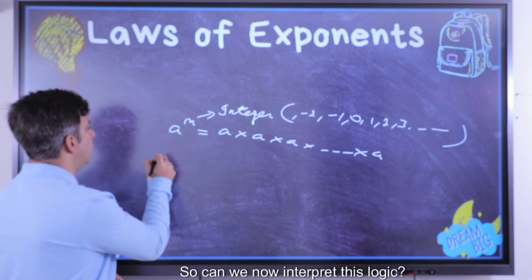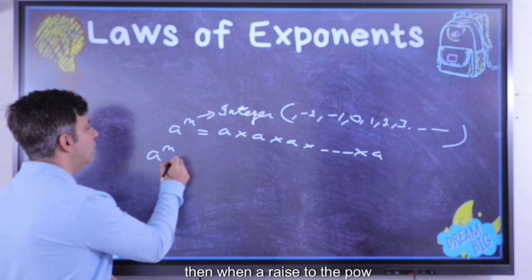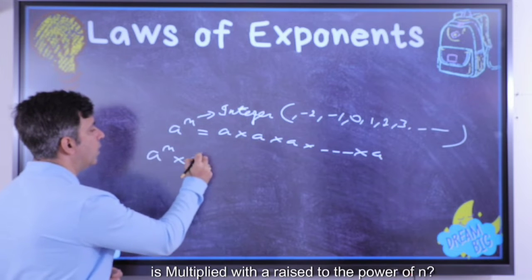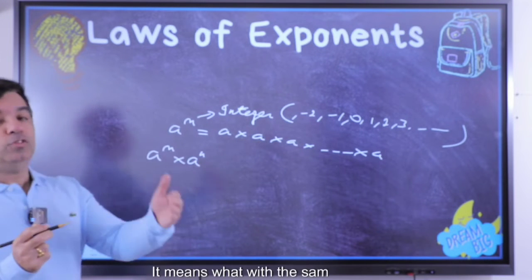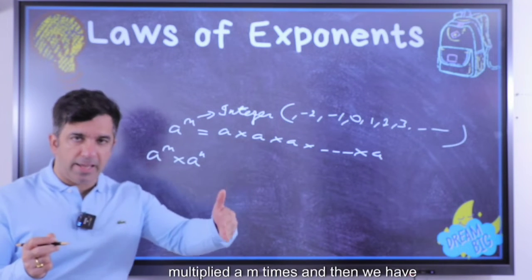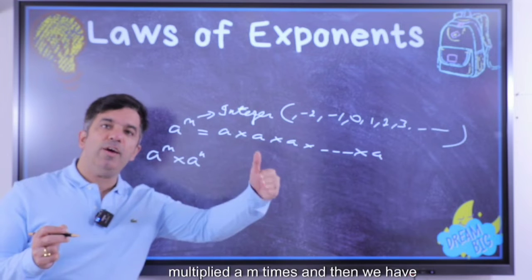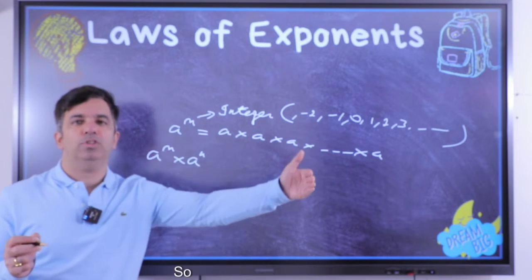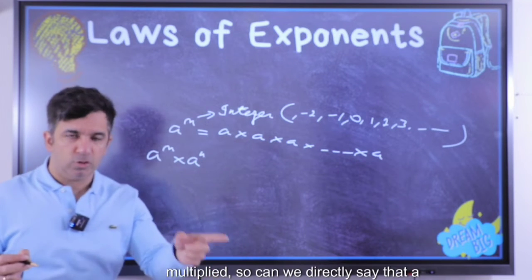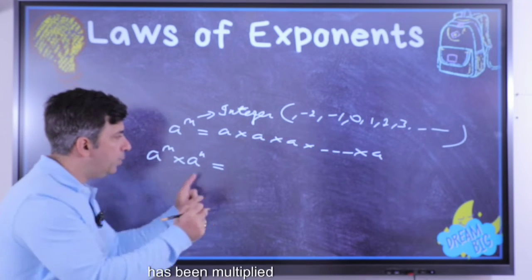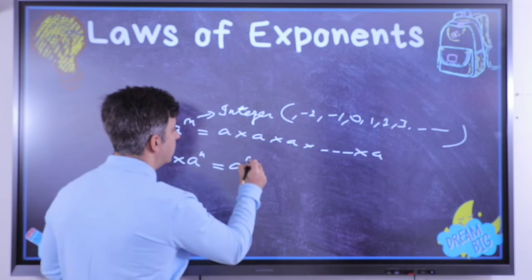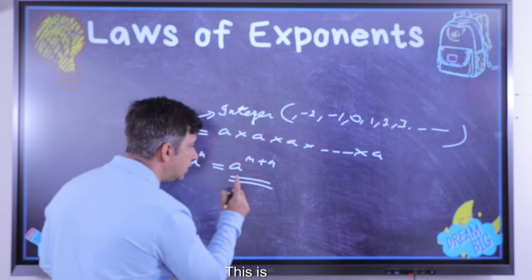So can we now interpret this logic? When a raised to the power m is multiplied with a raised to the power of n, with the same understanding, can we say that we have multiplied a m times, and then we have further multiplied a n times. So in all, how many times has a been multiplied? Can we directly say that a has been multiplied m plus n times? This is the logic now.